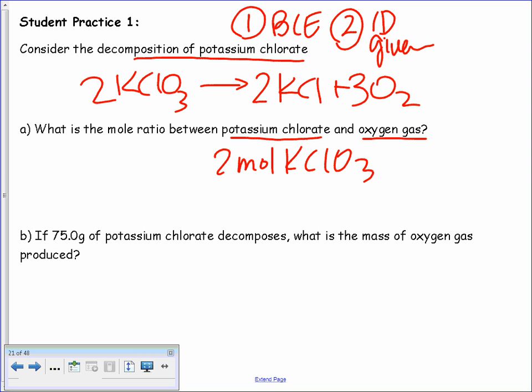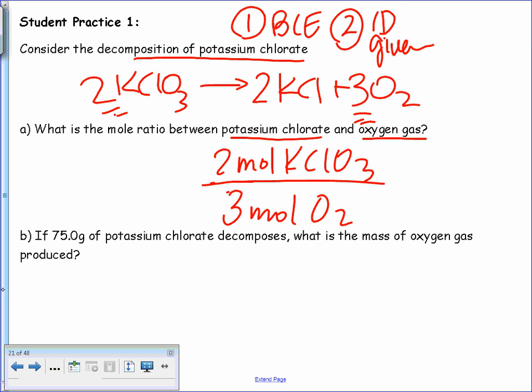Where did I get this 2 from? The BCE right here. Over 3 moles of oxygen. Did I have to write it this way? No. It depends on what the stoichiometry calls for, but it could have been flipped. But I have a mole relationship because I took the coefficients and I put them as a fraction. Step 1 is easy, right? That was the first one.